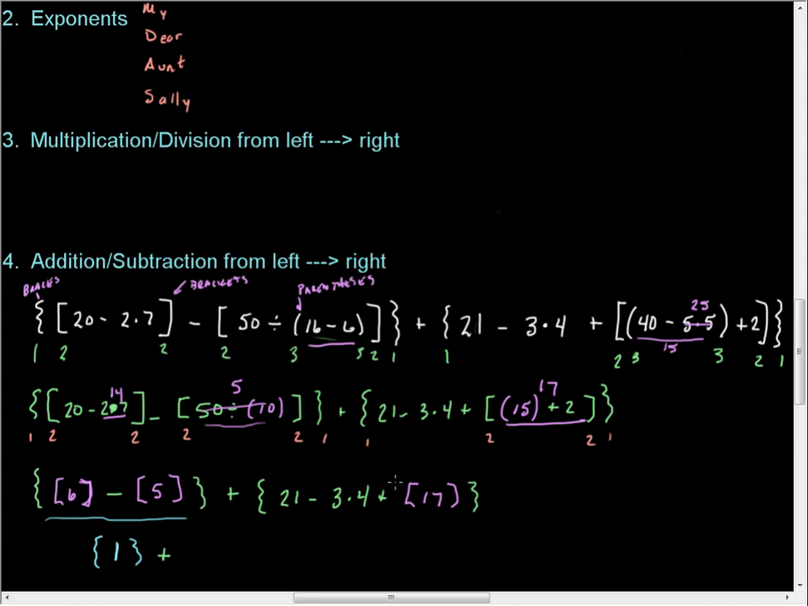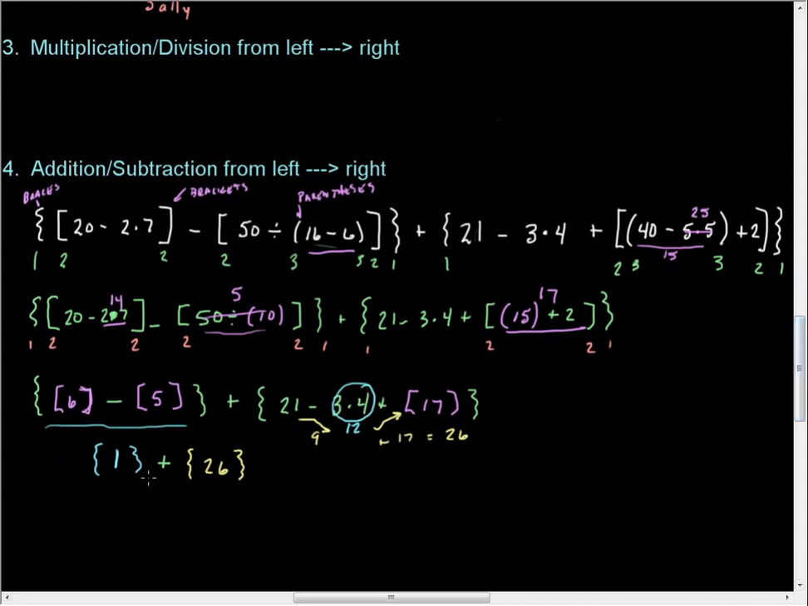There's no exponents. We don't have any of those little superscripts. We do have a multiplication right here. That's 12. And then we just simply work in this method. Okay, so now 21 minus 12 is 9 plus 17 is going to give us 26. Okay, and so inside that whole mess is the number 26. And now you don't have any exponents, you don't have any multiplication, division, you do have addition and subtraction at the end here. And so 1 plus 26 is going to give you 27.